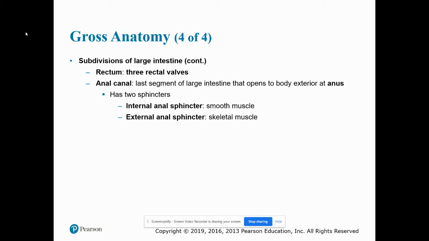Then there's the rectum, which has 3 rectal valves, and then the anal canal, which is the final segment of the large intestine. It opens up to the exterior at the anus, and it has 2 sphincters: an internal anal sphincter, which consists of smooth muscle, and an external anal sphincter, which consists of skeletal muscle.